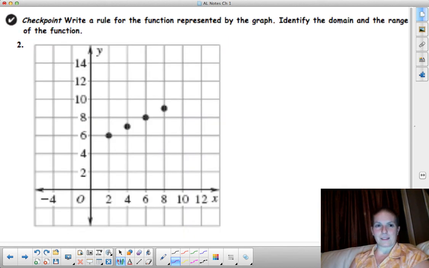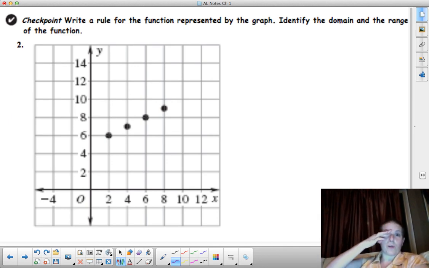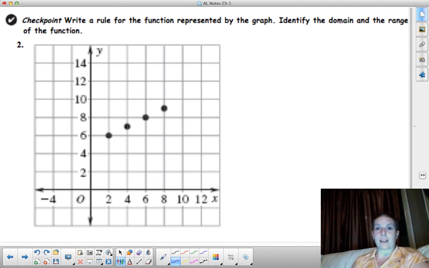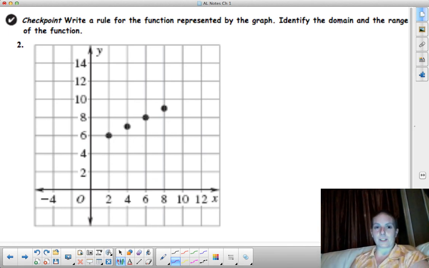And I believe that makes us, we have one more checkpoint. Write a rule for the function represented by the graph. Identify the domain and range of the function. This is another of those ones. I want you to try it on your own. So pause it, give it a try.